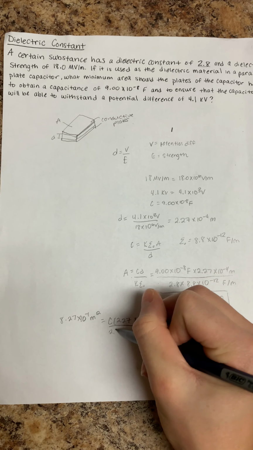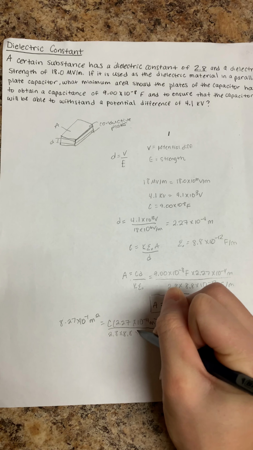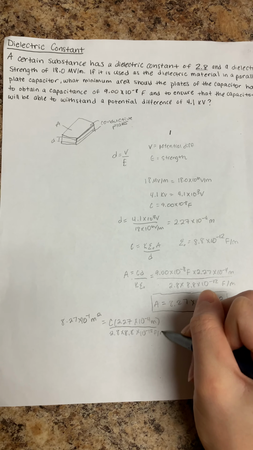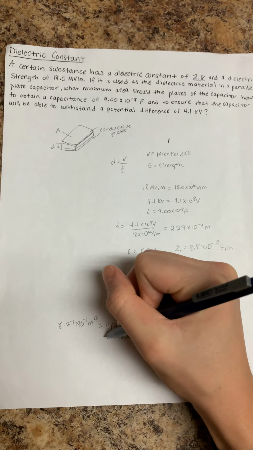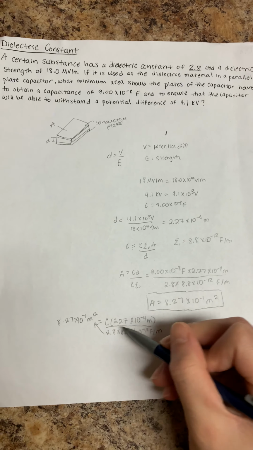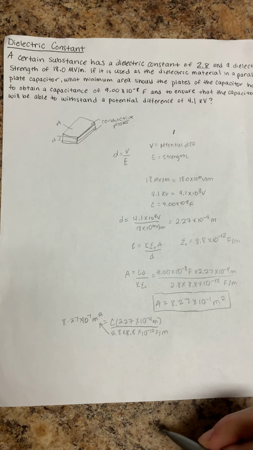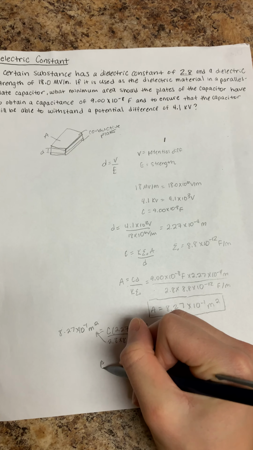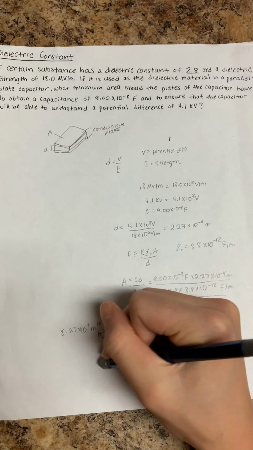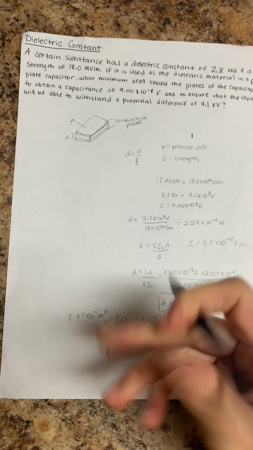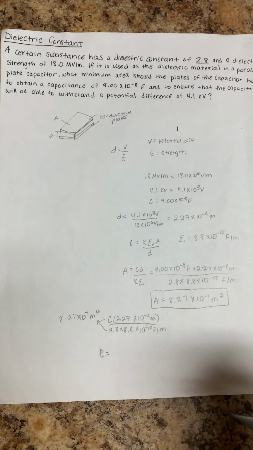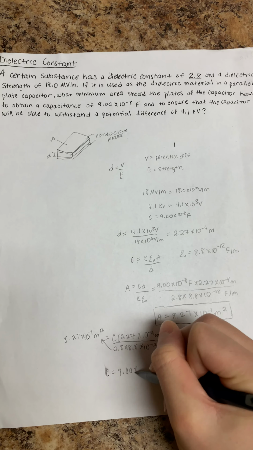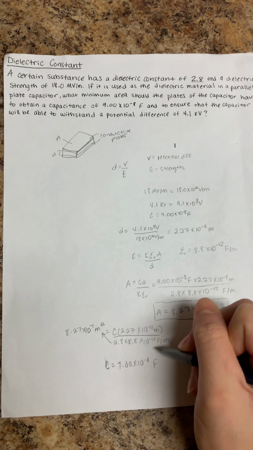So we have 2.8 times 8.8 times 10 to the negative 12 farad per meter. And when you multiply this to the other side and divide by 2.27 times 10 to the negative 4, you end up getting what we are given in the original problem, which is C equals 9 times 10 to the negative 8 farad.